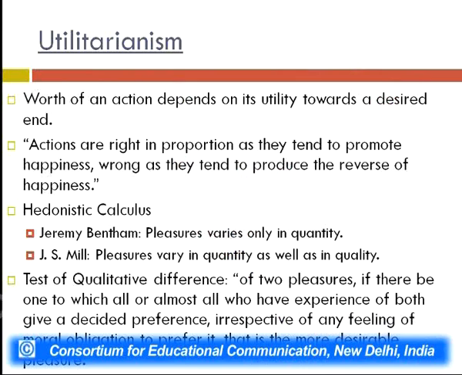Earlier than Mill, Jeremy Bentham had supposed that pleasures vary only in quantity. So according to Bentham, different instances of pleasure or happiness could differ only in terms of quantity. There could be instances when I am feeling less happy, there could be instances where I am feeling more happy, and so on and so forth.